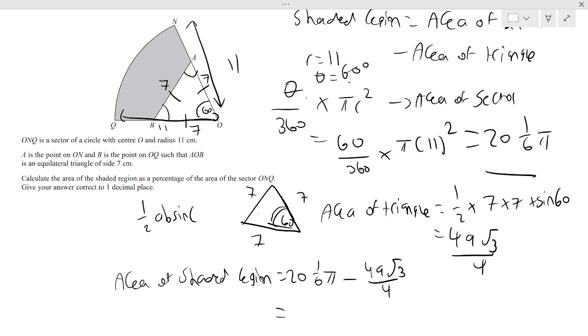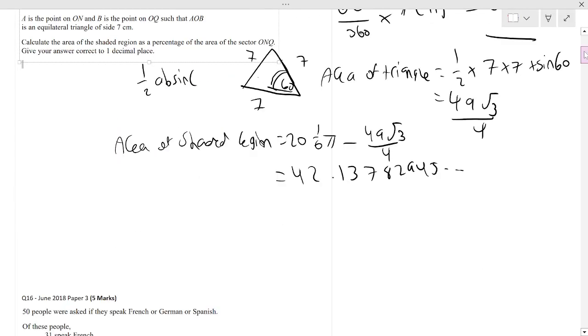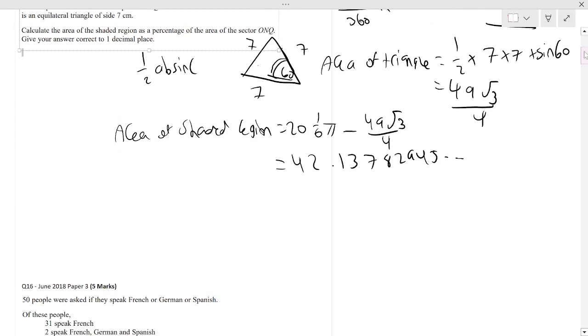20 and a sixth pi. Take away 49 root 3 over 4. Would get me 42.13782945. It's best to write all the digits down because we have a rounding error. We need to round at the end. So try and keep the decimals as it is. Okay, so that's the area of the shaded region.